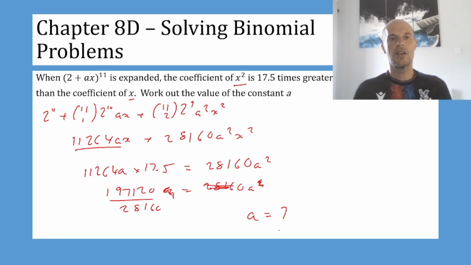There we go. So all you need to do here is work out, well, you didn't even need the 2 to the power of 11 really, but I always feel like that's a good way to get the questions started. We just wanted the x term and the x squared term, and just be careful with which one's bigger. Well, we know that the x squared term is 17.5 times greater, so that means that the x term has to be multiplied by 17.5 times in order to equal the x squared term.